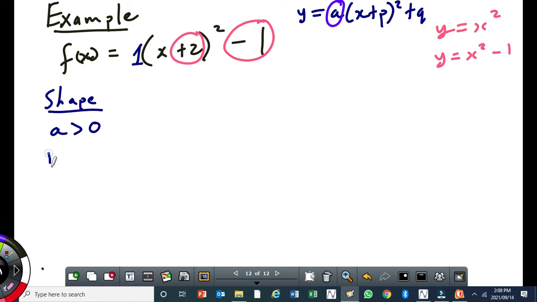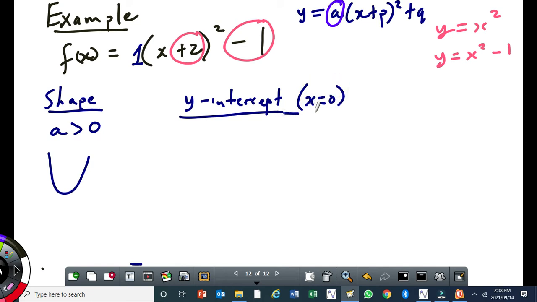Alright, so the shape will look like that. Then, let's find the y-intercept. You get your y-intercept by substituting x equal to 0. Unfortunately, we can't determine the y-intercept by inspection. You have to substitute x equal to 0.